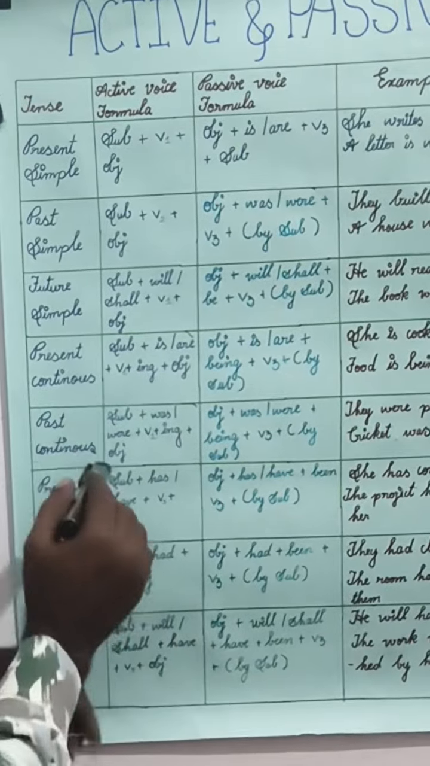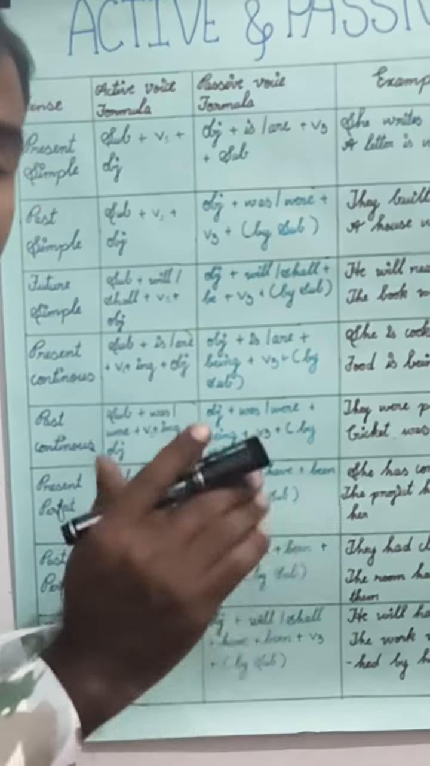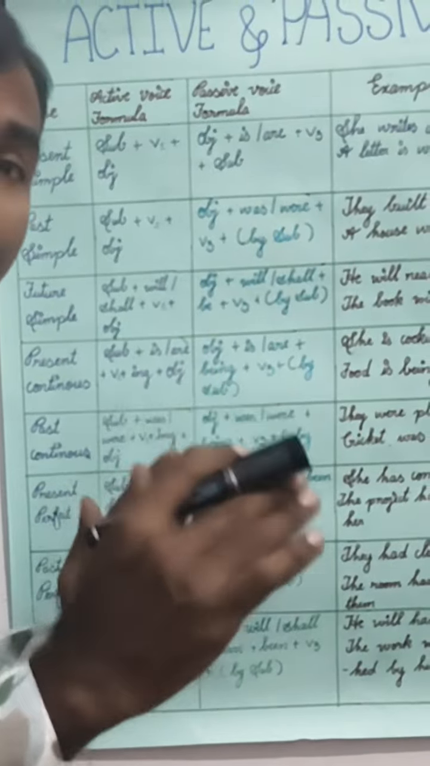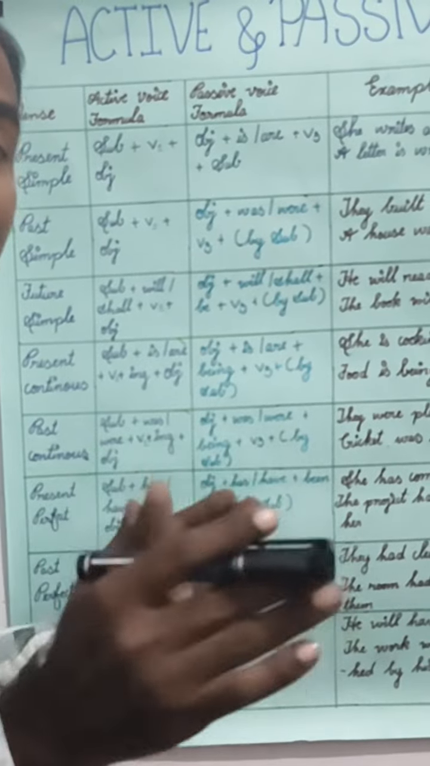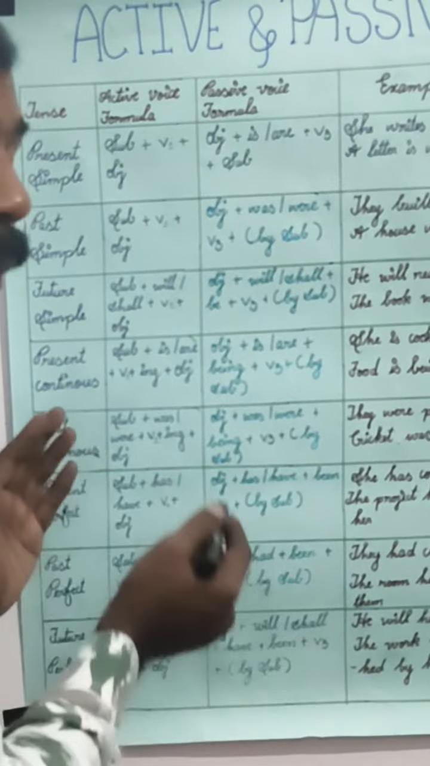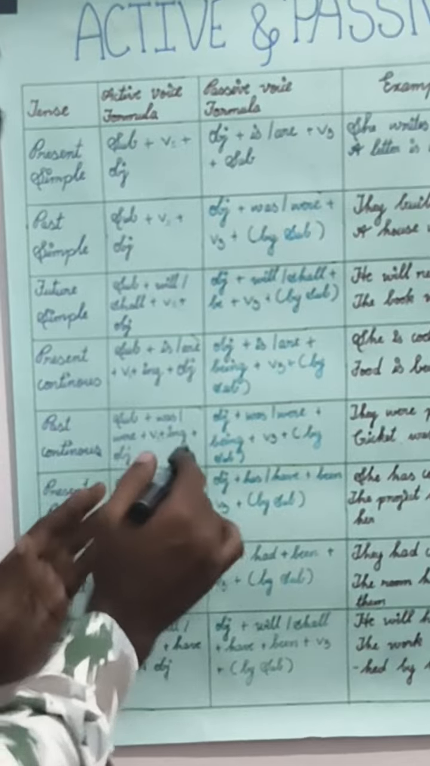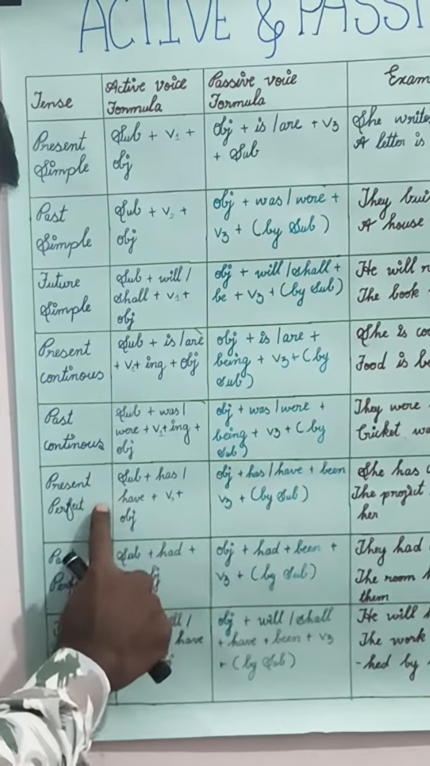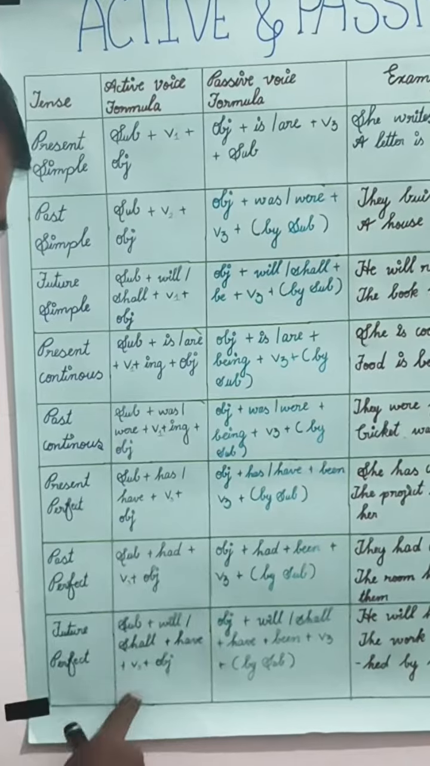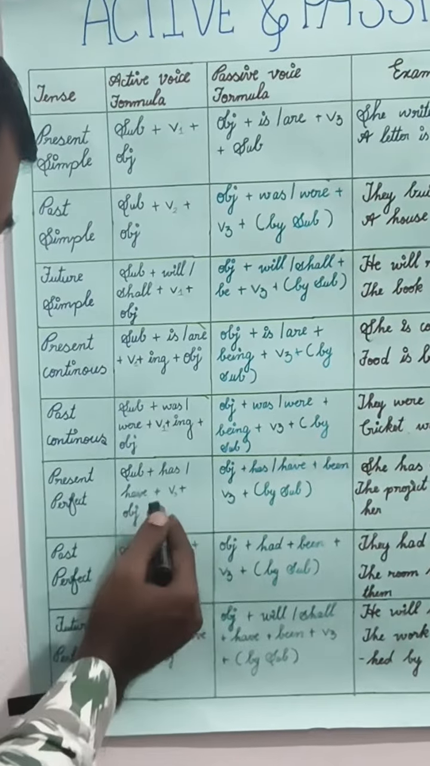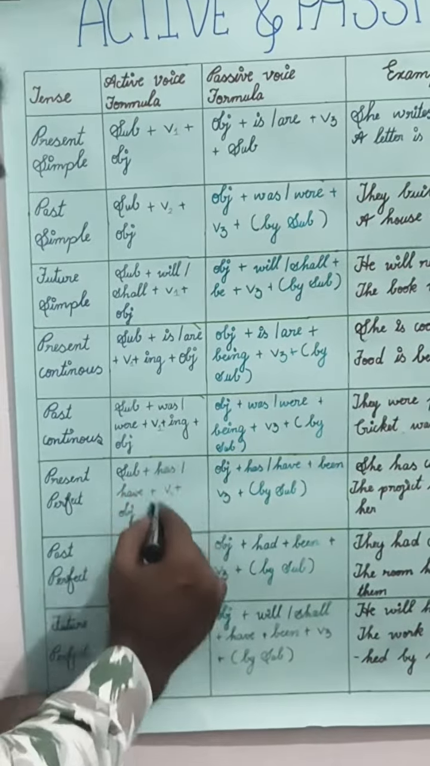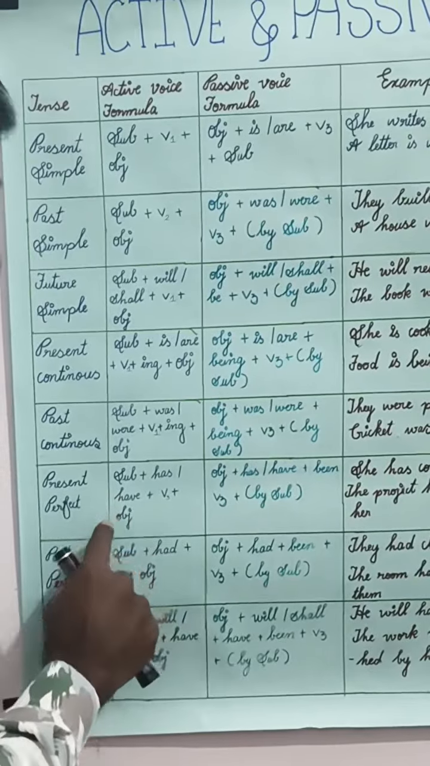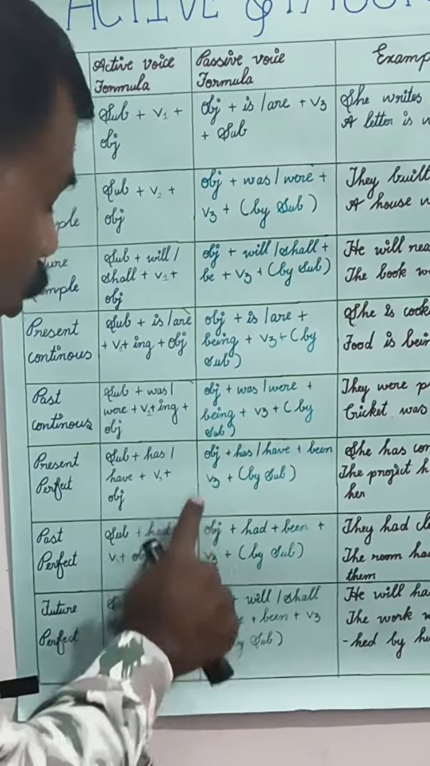Next, present continuous tense: subject plus is or am or are plus V1 plus ing. That is the present continuous tense. Past continuous tense: was or were plus V1 plus ing is the past continuous tense formula. Next, present perfect, past perfect tense, future perfect tense. We will use has or have plus V3 only. That you should keep in your mind. V3 only. Present perfect, past perfect, future perfect, we will use V3 only.